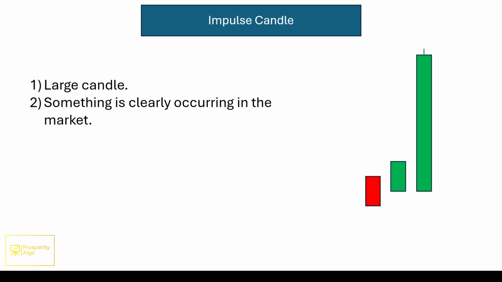And why is this powerful? Frankly, if there's a massive candle that occurs, likely something is happening in the market. So the most obvious example would be on a news day, like the candle which occurs immediately preceding the CPI or the NFP news release is enormous relative to the prior candles. And this is because there's clearly a fundamental event happening in the market.